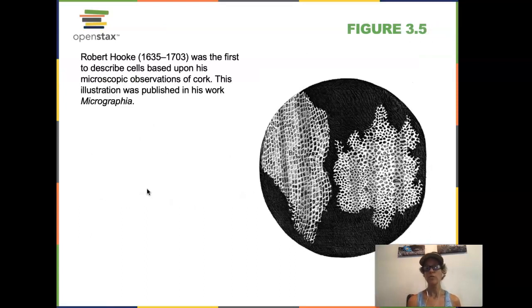Robert Hooke was the first to show cells. He used cork, and they were called cells because the Latin word cellulae means little rooms, and they look like little rooms.